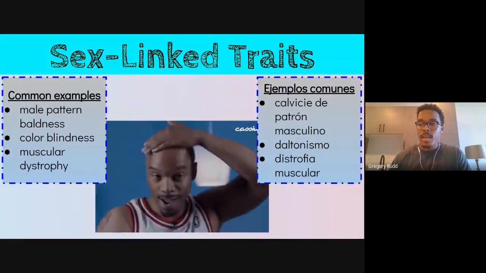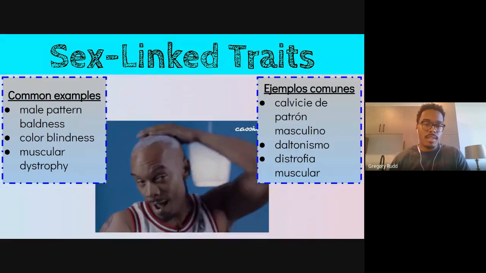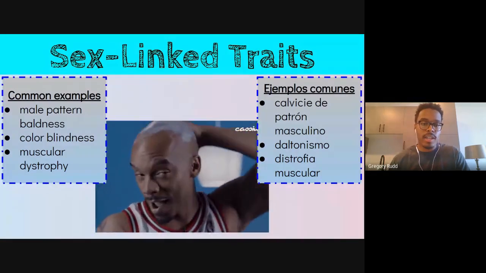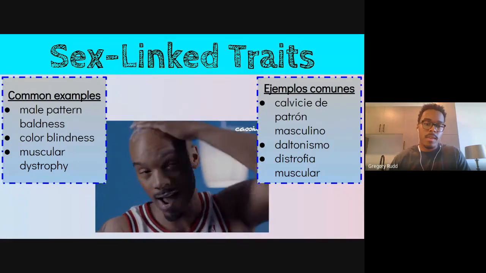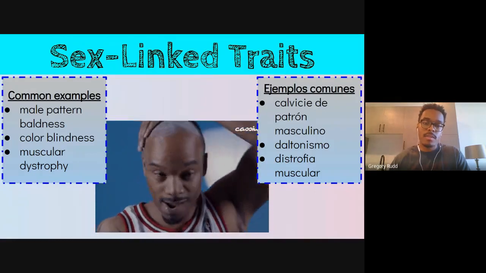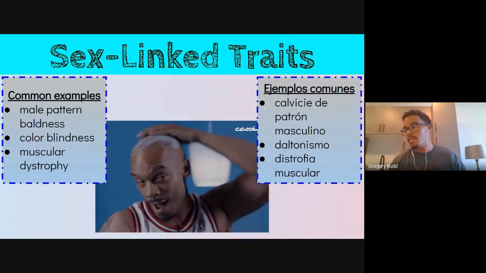So some common examples of these sex-linked traits: male pattern baldness is a sex-linked trait, color blindness, and muscular dystrophy. These are all sex-linked traits.